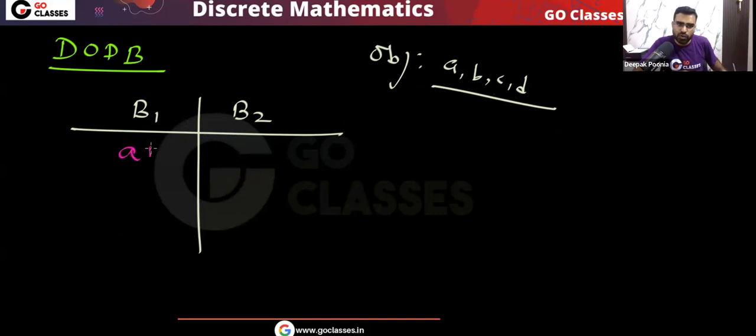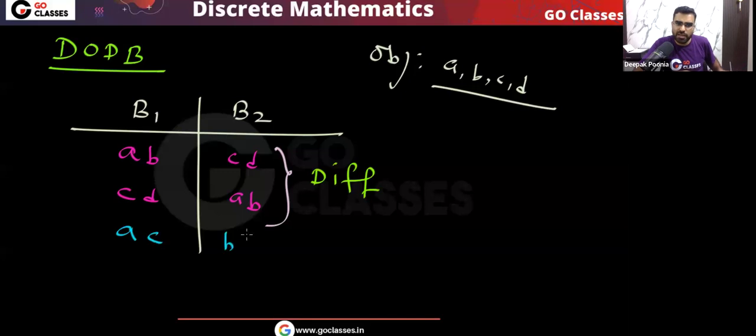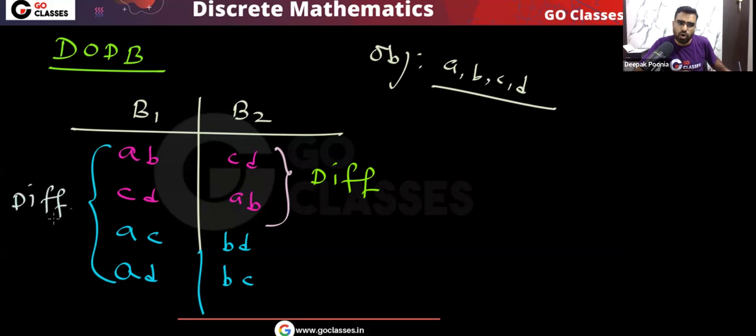So for example, if I put AB here and CD here, and if I put CD here and AB here, they are different because the boxes are different and the objects are different. For example, if I put AC here and BD here, and if I put AD here and BC here, all of them are different. I hope you understood, because the objects are different and the boxes are also different.